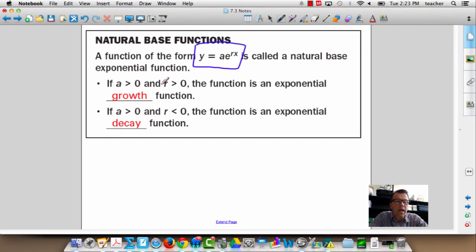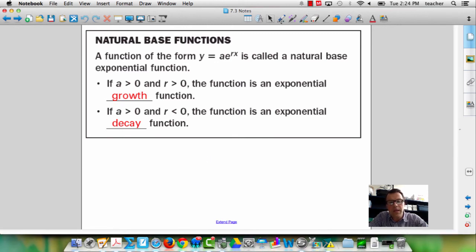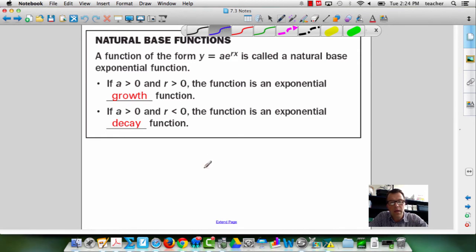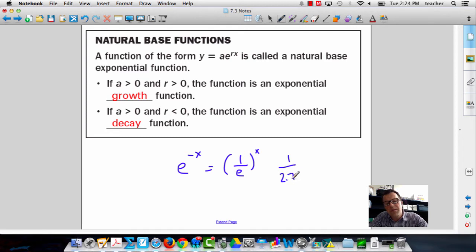And so what we'd like you to think about is that if a is greater than 0 and r is greater than 0, then this is going to be exponential growth. When r is less than 0, like you could have e to the negative x, and we saw this today in class, this would actually make it 1 over e. What the negative exponent does is that you should think of e raised to the negative x as 1 over e raised to the power x. And so you should think of that as like 1 over 2.7. I keep just saying 2.7 because I don't feel like saying everything else. But you should think of that as a number less than 1, greater than 0. So we know this is exponential decay.